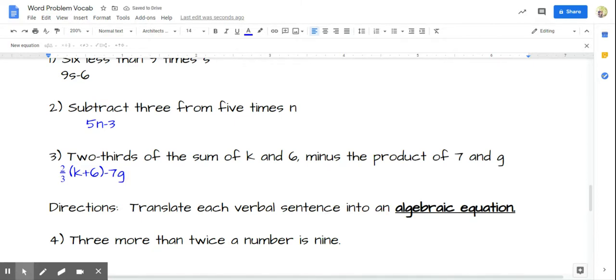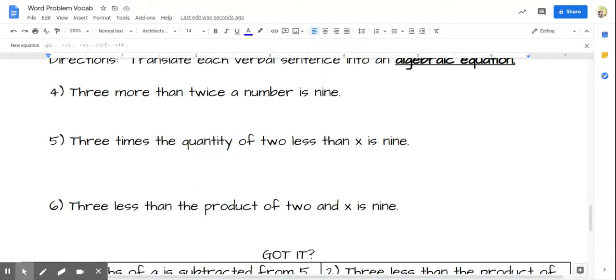Okay, my next section, I'm going to translate each verbal sentence into an algebraic equation. So now I will have equal signs. For number 4, 3 more than, so it's going to be something plus 3, right? Then is a reverse word. Twice a number, so it's going to be 2 times something, is 9. It's going to be 3 more than, so something plus 3. Twice a number, so that will go in front. Twice a number is going to be 2x. And then at the end is 9, so equals 9.